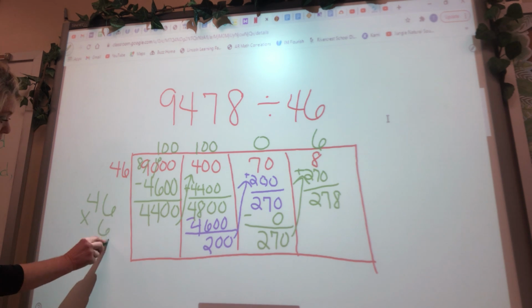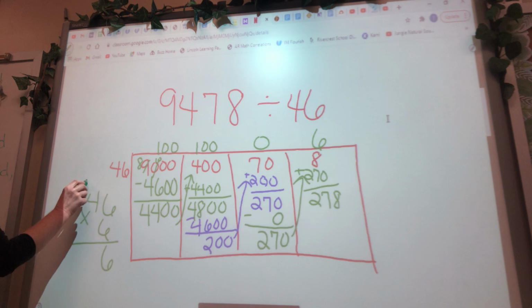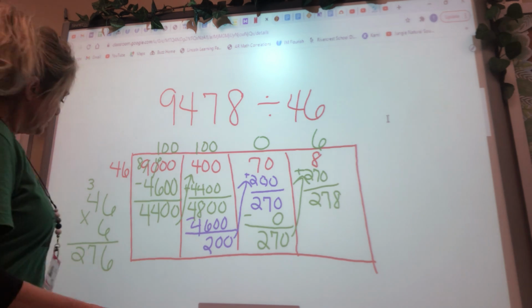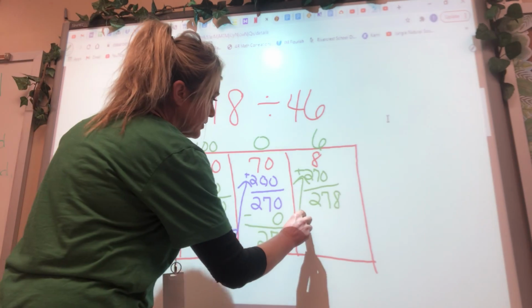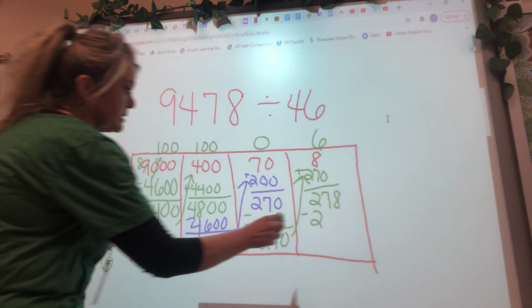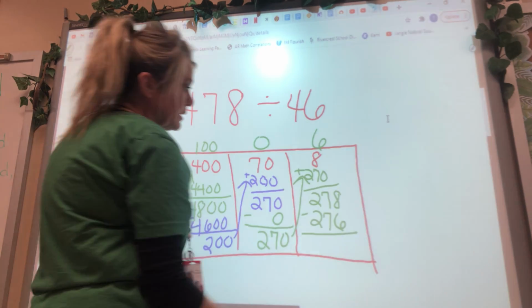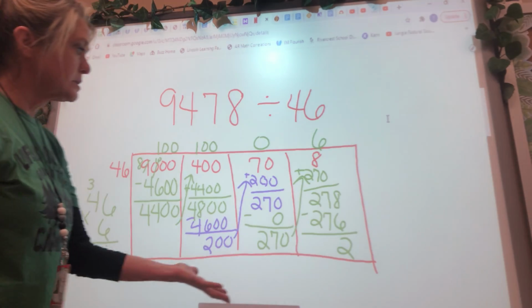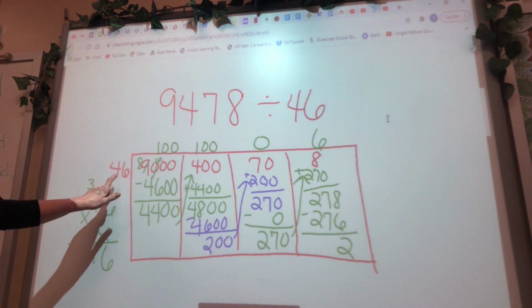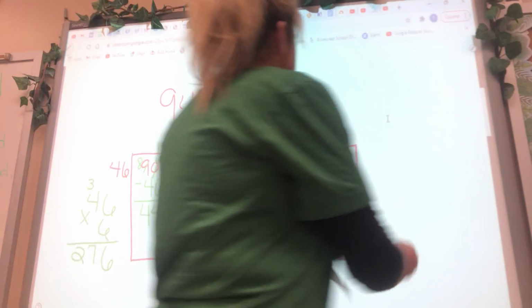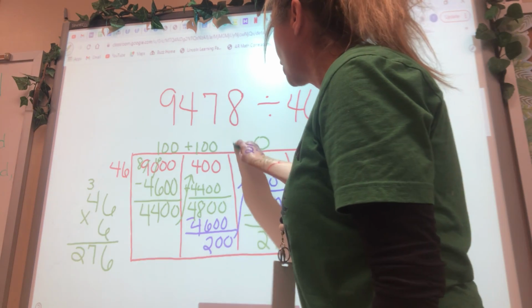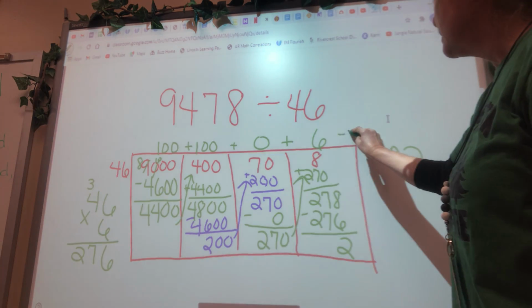46 times 6. 6 times 6 is 36. Carry my 3. 6 times 4 is 24, plus 3 is 27. Well, that works, doesn't it? That's going to be perfect. So 6 times 46 we said was 276. And when we subtract, we're left with a 2. Well, I don't have any more boxes left. The number I came out with is less than my divisor, so I know that that's just my remainder, a remainder of 2.